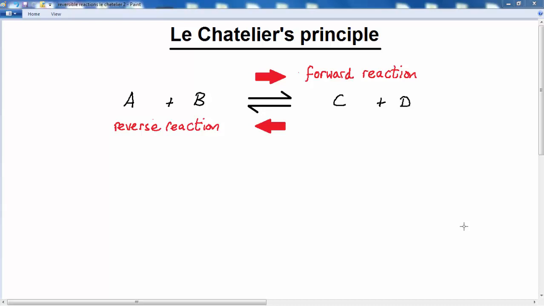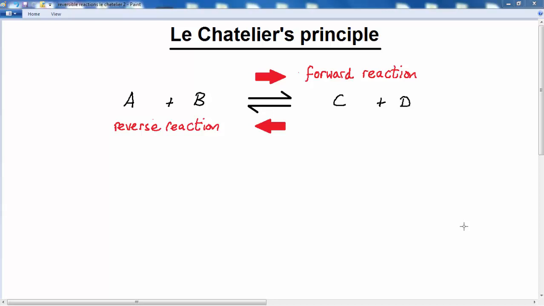In this lesson we're going to continue to look at Le Chatelier's principle. In the last lesson we looked at the effect of changing pressure and temperature on the position of equilibrium of a reversible reaction, and in this lesson we're going to look at the effect of changing the concentration and also on the effect of catalysts on a reversible reaction.